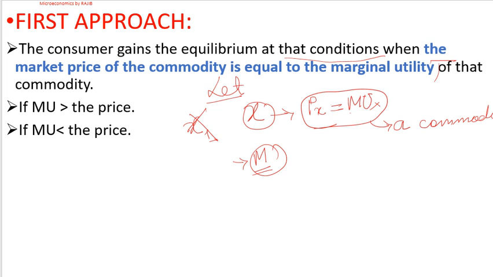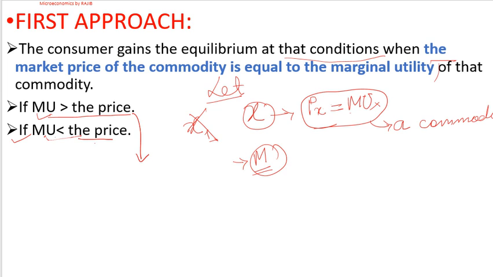So what happens if marginal utility is greater than the price? This may be one condition, and this also may be the second condition here: if marginal utility is less than the price, what happens then? We'll discuss these.